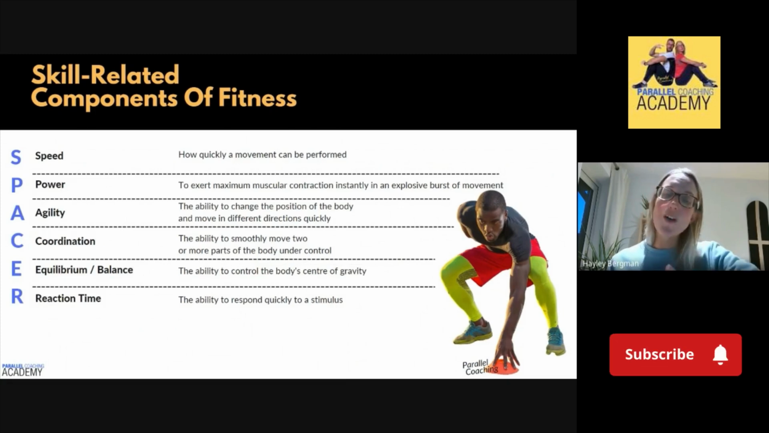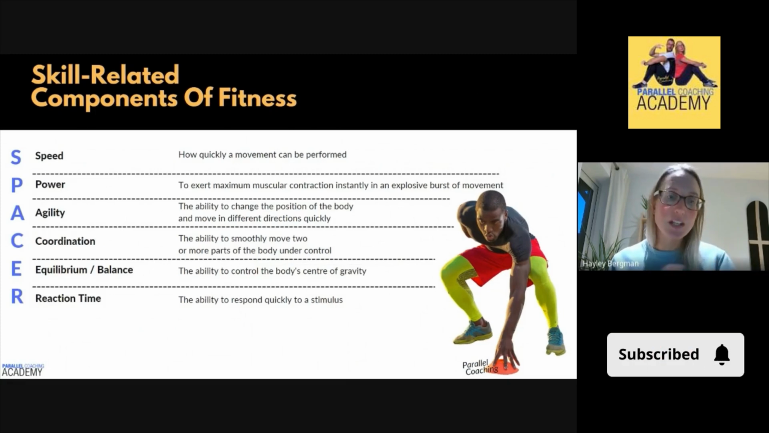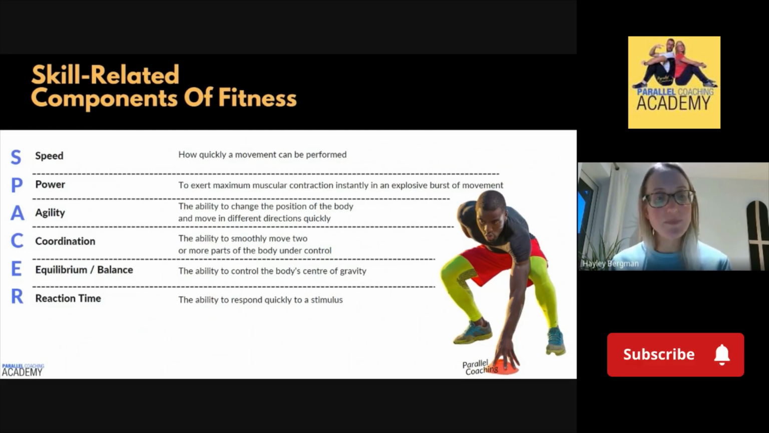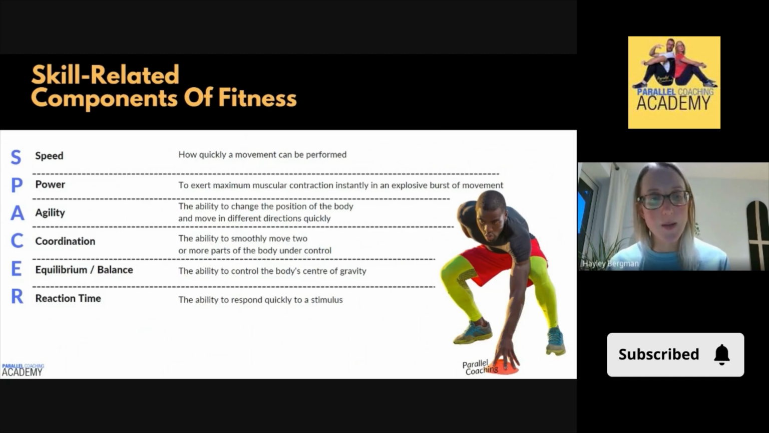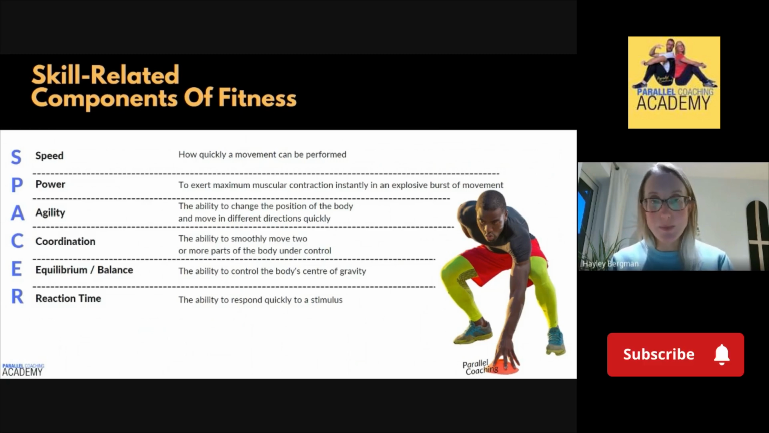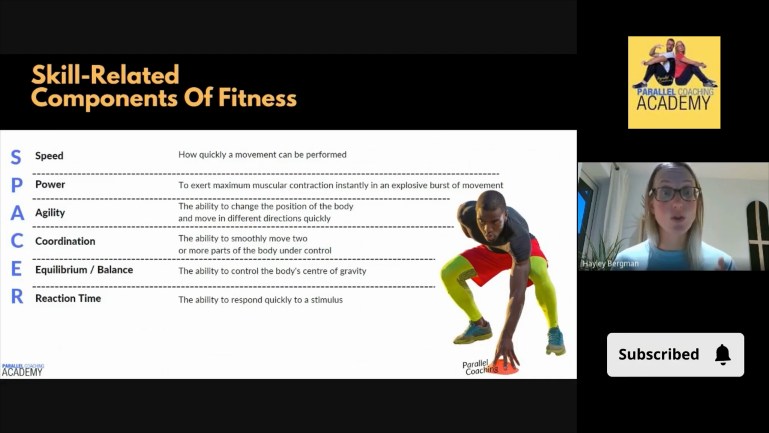Now, I want to go into skill-related components of fitness. So we've explored the 5 health-related components. Let's look at skill-related. And we've got a nice, neat acronym on here to help you remember it. We use the acronym SPACER. So speed is how quickly a movement can be performed. So it's the speed that you can go at.